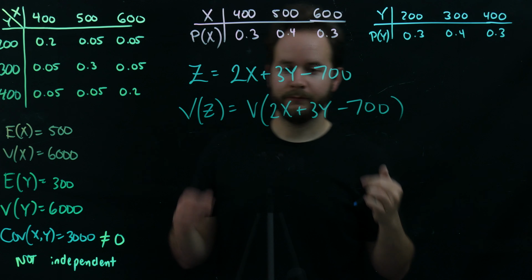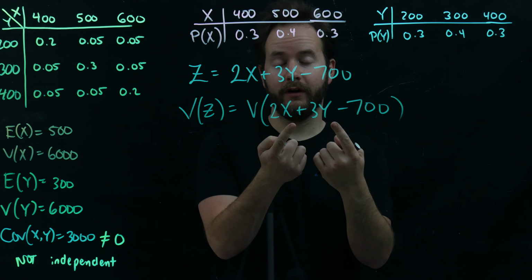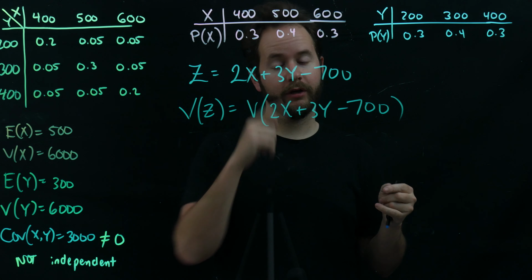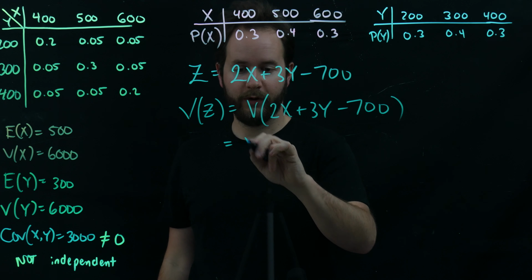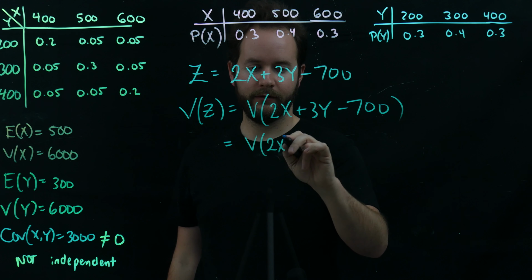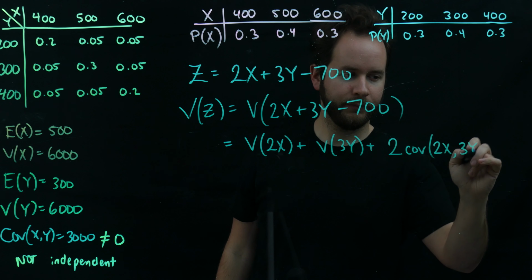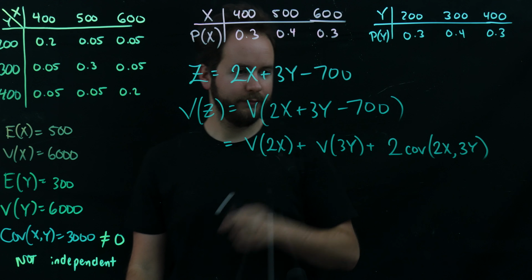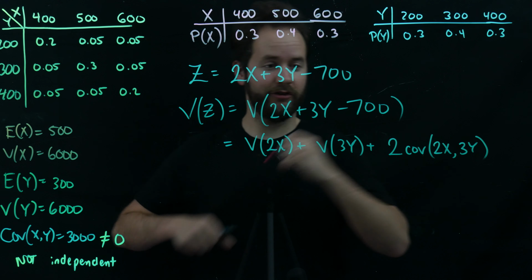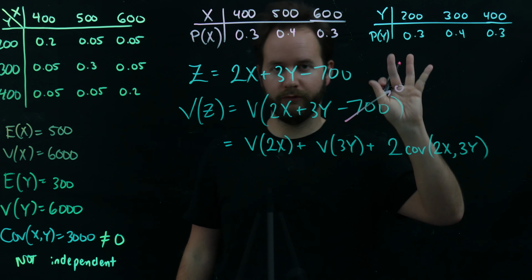So here's the tricky part. Anytime you have two random variables in a variance, you can separate them, but you have to throw in a covariance term. So here's what this looks like. We can say variance of 2x plus variance of 3y, but then we have to say 2 times the covariance of 2x comma 3y. The nice thing about constants by themselves inside a variance is that they just vanish. So this negative 700, poof, gone.